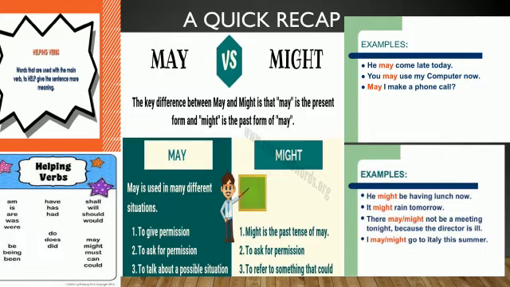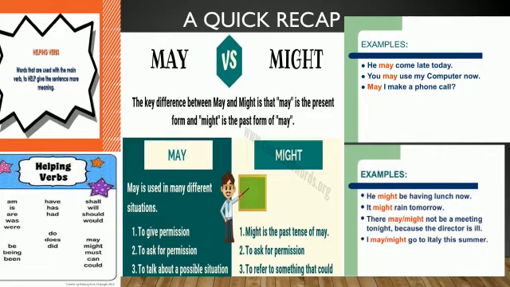The difference between may and might is that may is the present form and might is the past form of may. Now, may is used in many different situations: to give permission, to ask for permission, to talk about a possible situation. Now, might is the past tense of may. You can also use might to ask for permission or to refer to something that could happen. Okay, now let's look at a few examples for may.